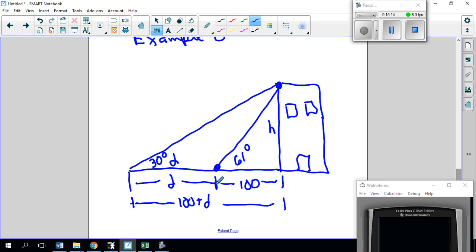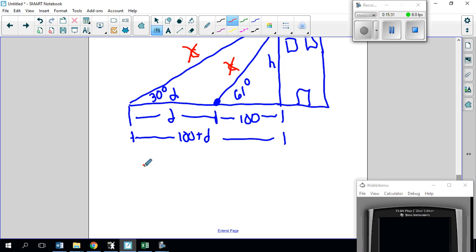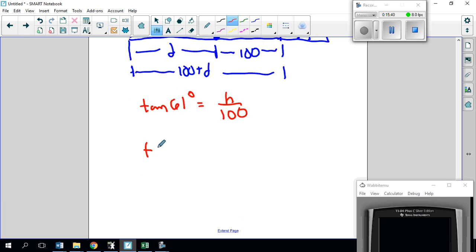So this is a traditional kind of trick problem. Now you can see the hypotenuse is not in play. It's totally a TOA, an opposite over adjacent type of problem. So tangent of 61 equals h over 100. Tangent of 30 equals h over 100 plus d. You get two equations. Now, this is the trick part. This is why you take the class. This is why you listen to the lecture. This is why you read the book.